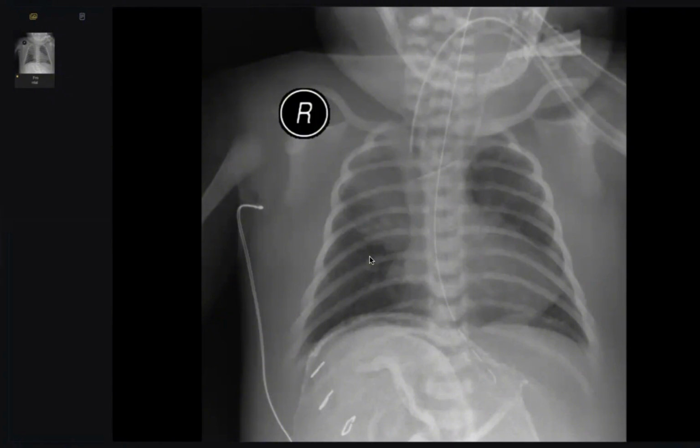So there is a lobar consolidation identified in the right upper zone. This is consolidation, no problem. But what else? Sir, I think the heart shape is boot shape, with elevation of the left apex. It seems to be boot shape.